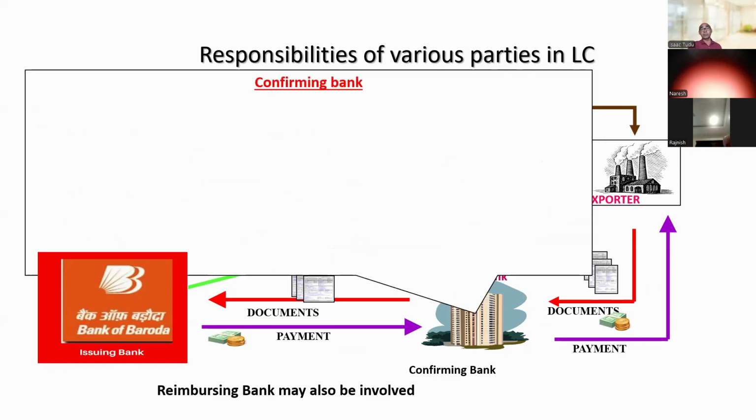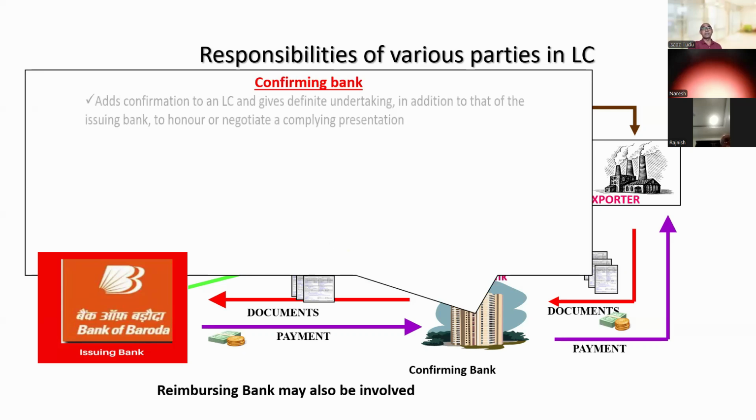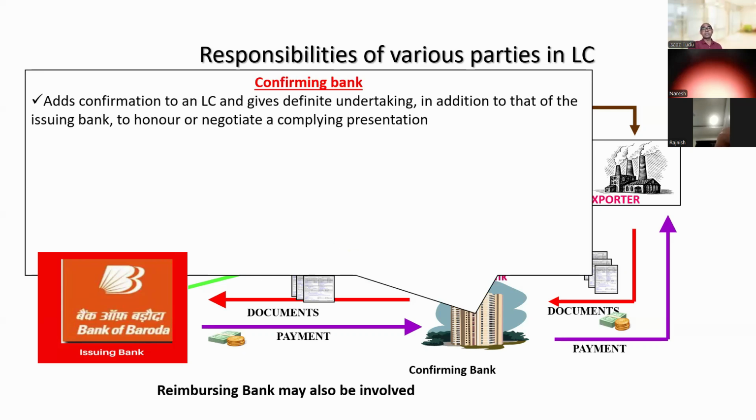So we had discussed that the confirming bank gives their own irrevocable undertaking when they confirm the LC, right? So once they add the confirmation, it means they give their own definite undertaking to honor or negotiate a complying presentation. And this undertaking, given by the confirming bank, is in addition to the undertaking already given by the issuing bank to the beneficiary. So the beneficiary, in case of a confirmed LC, has two undertakings from two different banks. One is obviously under the LC from the issuing bank, and now that confirmation has been added, the beneficiary has another undertaking from the confirming bank, that if documents are presented to the confirming bank, they will honor. Okay.